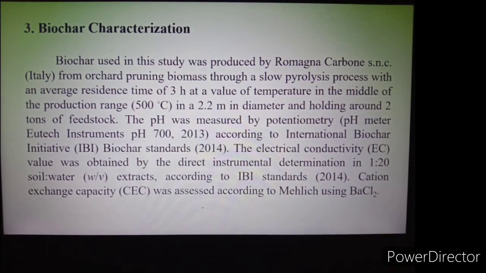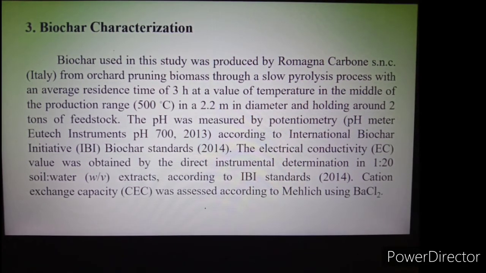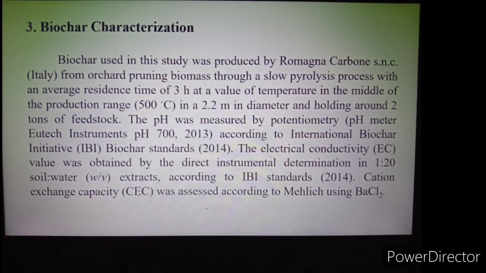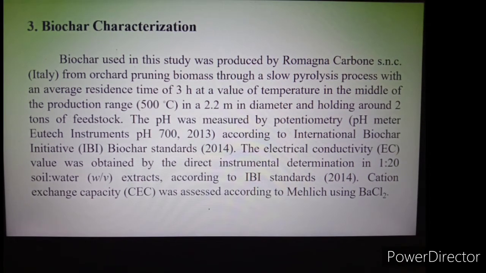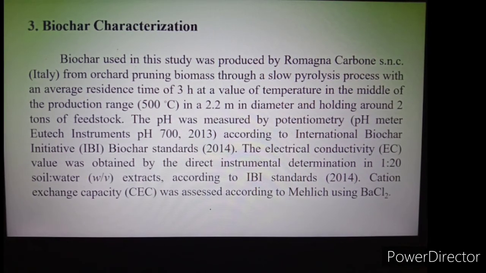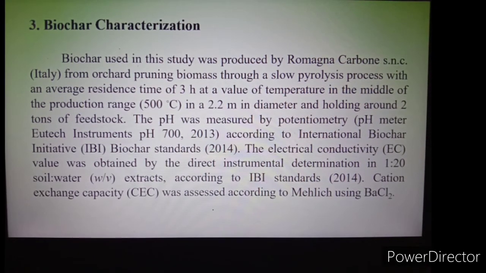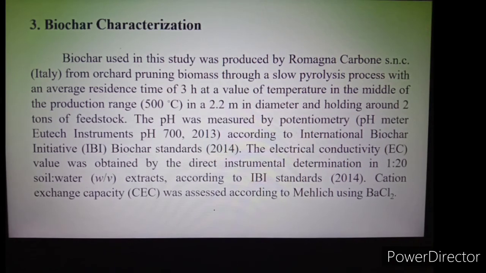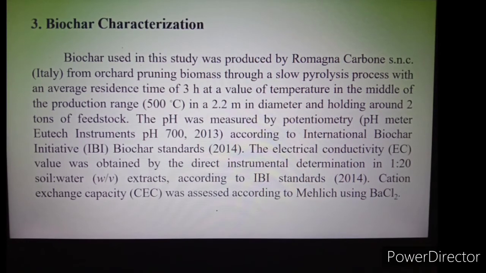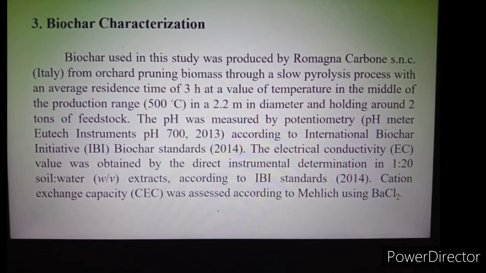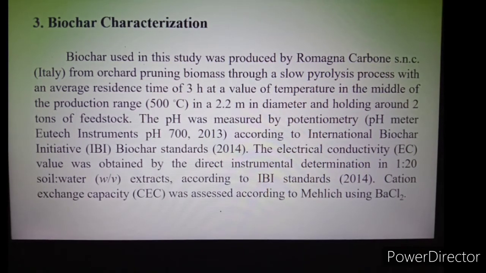For our third method, it is the biochar characterization. Biochar used in this study was produced by Romagna Carbone from Italy, from orchard pruning biomass through a slow pyrolysis process with an average residence time of 3 hours at a temperature in the middle of the production range, 500 degrees Celsius, in a 2.2 meter diameter kiln holding around 2 tons of feedstock.